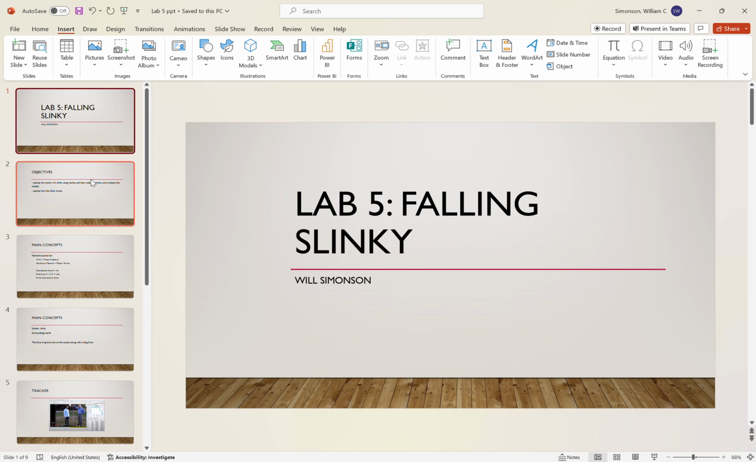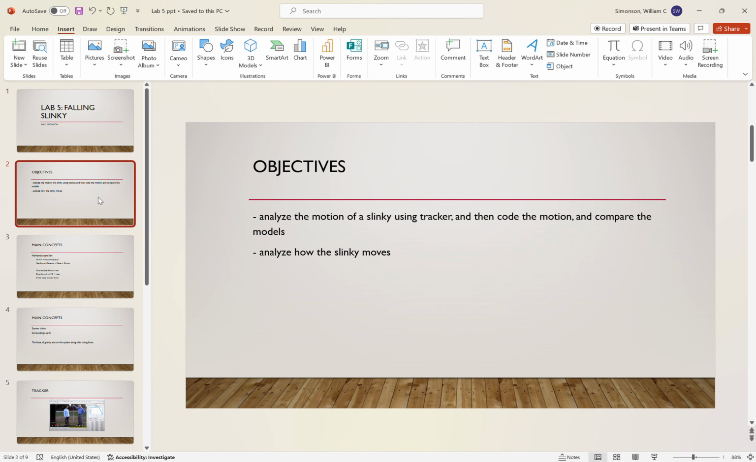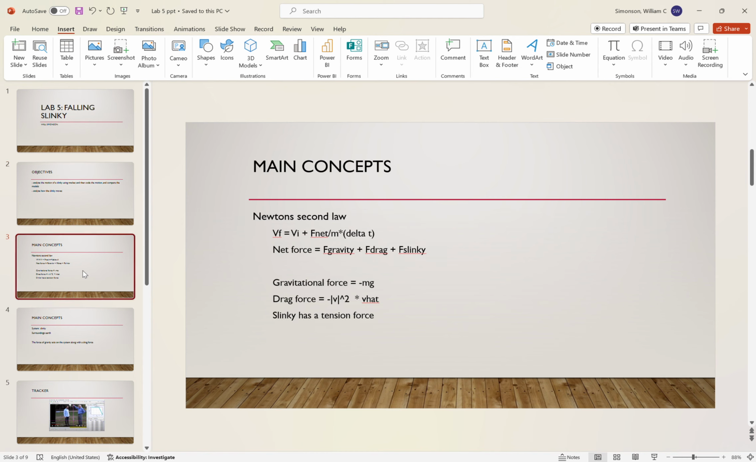Hello, my name is Will Simonson, and today I'll be going over the Lab 5 following Slinky lab. The objectives in this lab are to analyze the motion of a Slinky using Tracker, and then code the motion and capture the models, and also analyze how the Slinky moves.